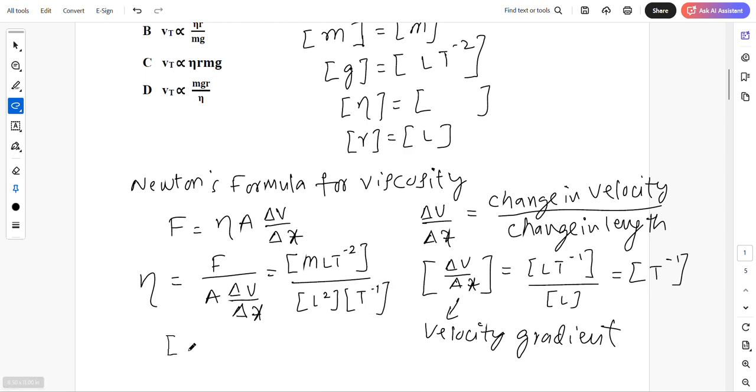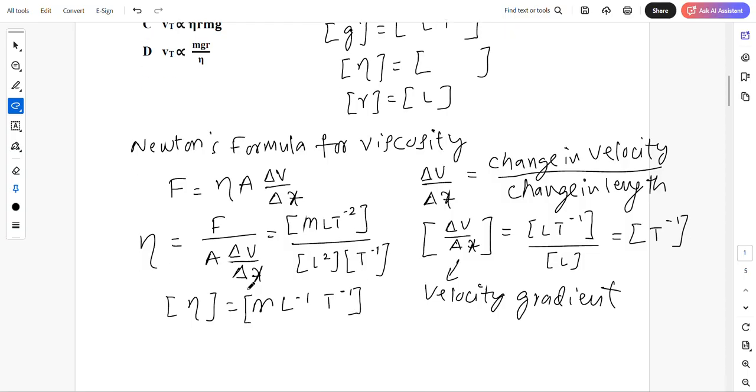Now let us simplify this one. On the right hand side, M, okay, L square is there. 1 minus 2 is minus 1. M to 1. Minus 2 plus 1 is minus 1. So the dimension of what? Coefficient of viscosity is M L to the power of minus 1, T to the power of minus 1. This is called coefficient of viscosity.